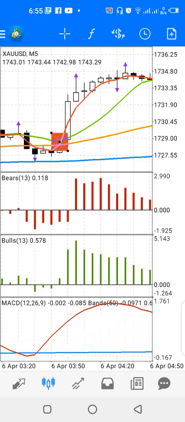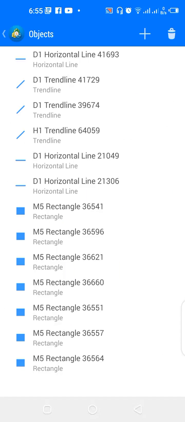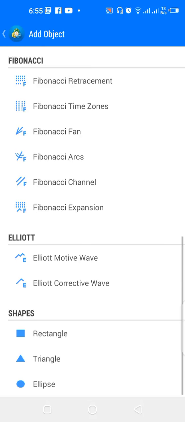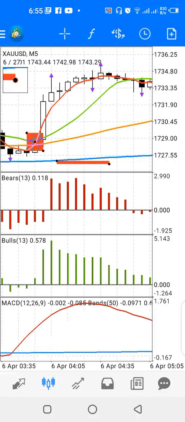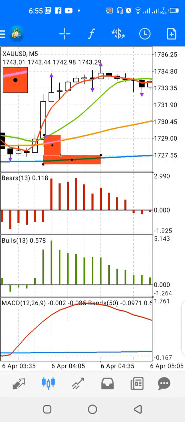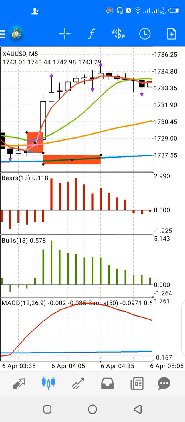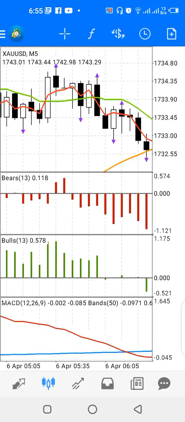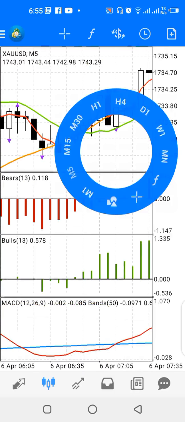Remember, all the lines are above the blue line. This is my blue line. Every other line is above the blue line. So I place my buy entry when price closes above the red line and above other lines. That's my buy entry.